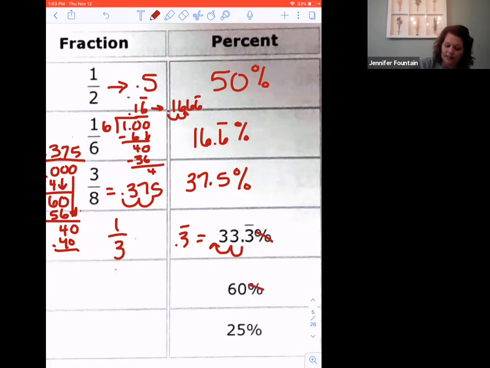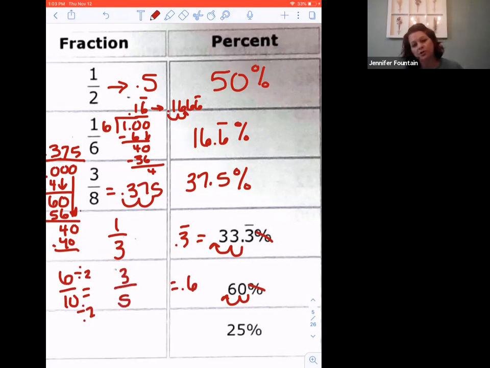Same thing here. I drop my percent, move my decimal 2 places, so I've got 0.6, which is the same as 6 over 10. But what I want to make sure that I do is go ahead and reduce that fraction. They are both even numbers, so I divide by 2, and I've got 3/5. So I always want to make sure my fraction is in simplest form.